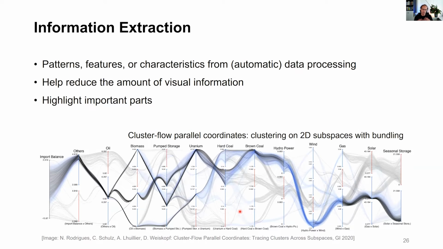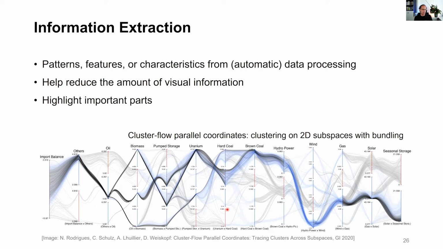The final strategy that I'd like to briefly touch on is that we can try to extract patterns, features, or some kind of relevant characteristics of the data by employing some kind of computer-based data pre-processing or data analysis before we actually go into the visualization. The usual goal is that we would like to reduce the amount of information shown, or that we want to be able to highlight important parts. This example here shows a visualization by so-called cluster flow parallel coordinates.